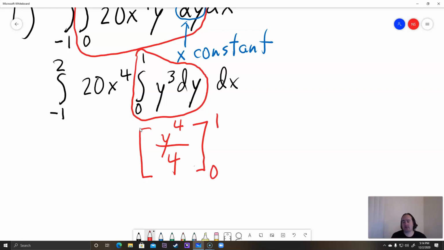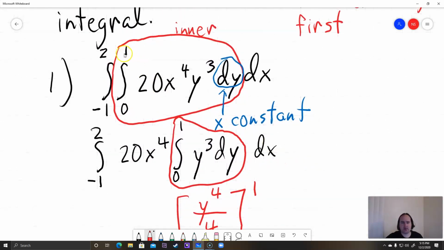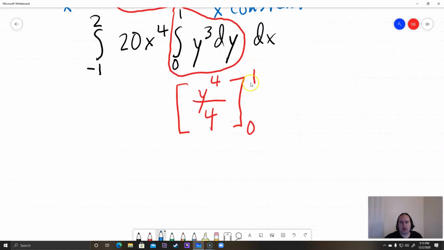When I say from 0 to 1, because the original variable for the inner integral was y, that means from y equals 0 to y equals 1. In the original problem, the inner integral was dy, so that's y equals 0 and y equals 1, whereas our outer integral is x, from x equals -1 to x equals 2. But here we're plugging in 0 and 1 for y.